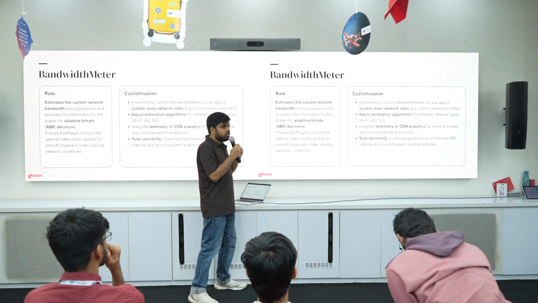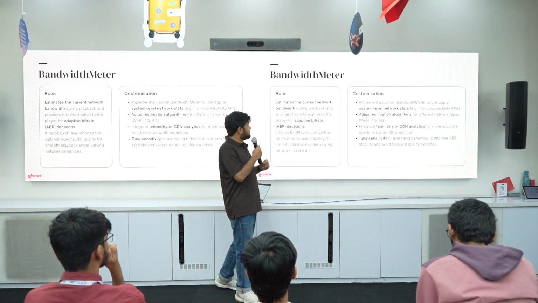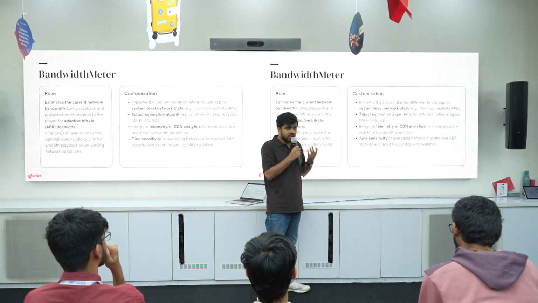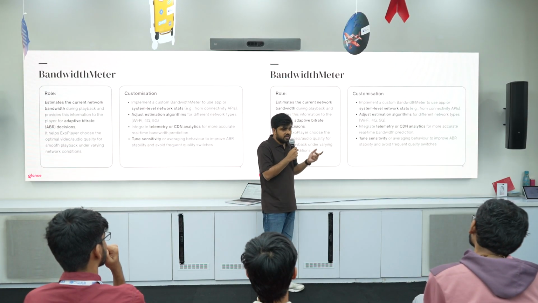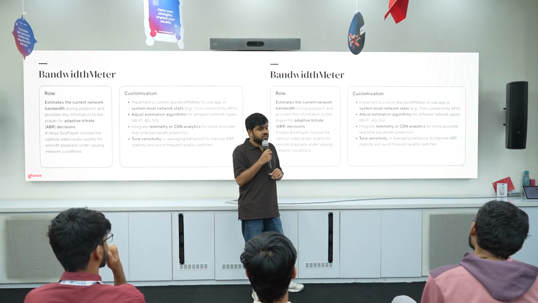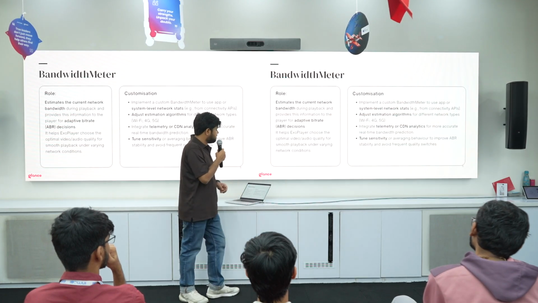And whatever we need to do with user bandwidth, all those customizations we can do with the help of TrackSelector. For example, we can inject our own algorithms. Maybe let's say we want to have a different heuristics algorithm for mobile and a different algorithm for Wi-Fi. We can do that with the help of the bandwidth meter.